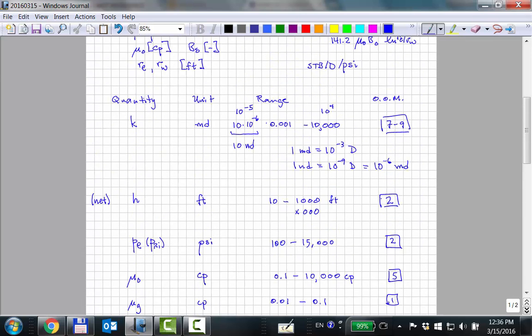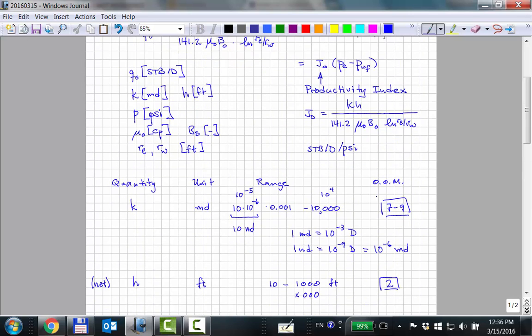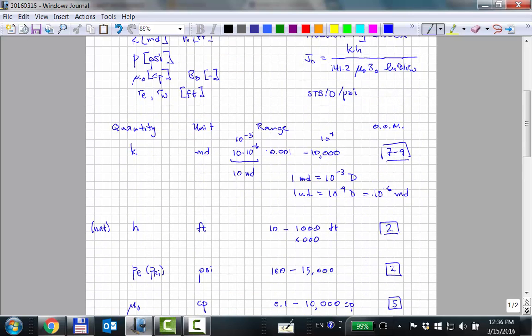Okay, so that's... and of course you can put in these extremes and you can see what the range of J will be. I'm not going to do that here for you, but a good productivity index, like in the North Sea, I think is at least 1 stock tank barrel per day per 1,000 psi.